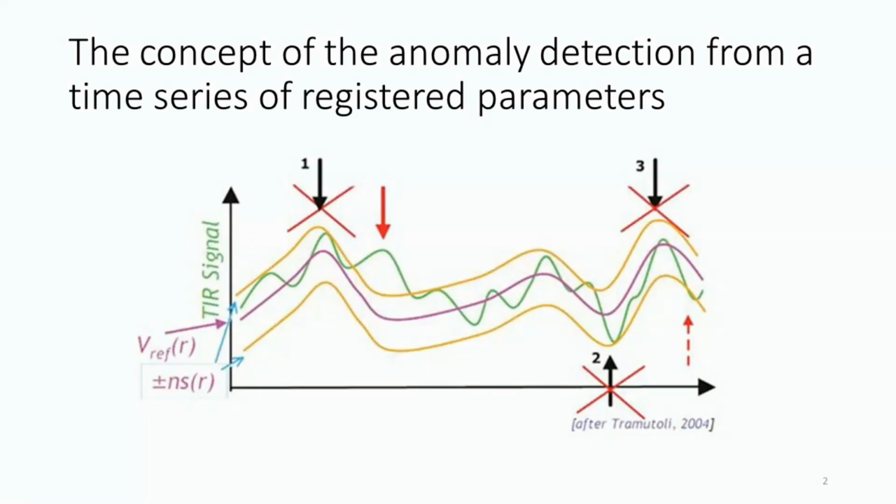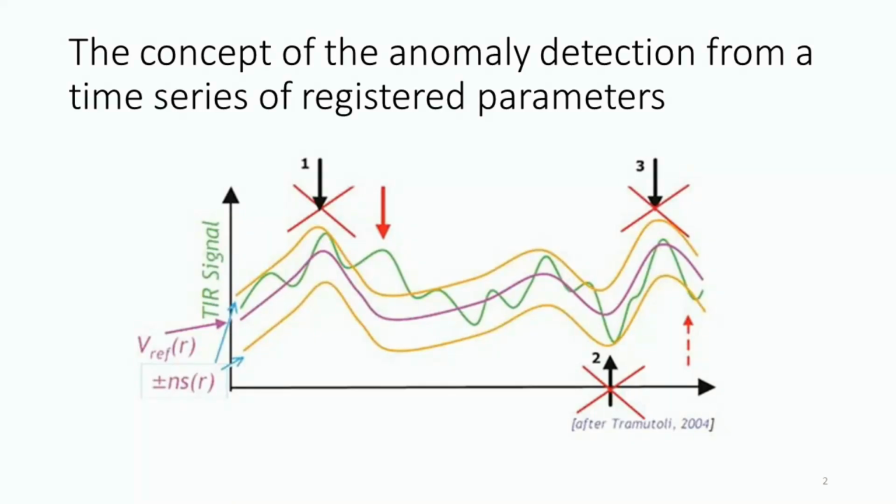As you see in the slide, there are several local maxima and minima that fall within the uncertainty range of the data. These local anomalies, like maximum number 1, minimum number 2, and also maximum number 3, cannot be considered real anomalies. But this one with the red arrow is a true anomaly because it falls beyond the limits of the uncertainty of the data.